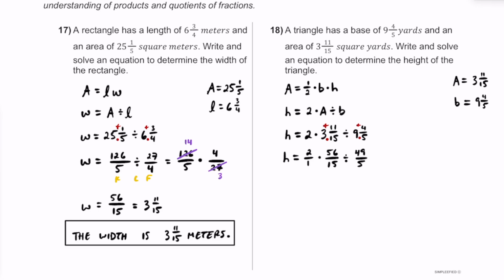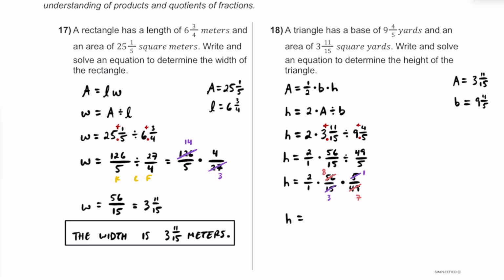All right. I think we can just rewrite all of this as a multiplication problem. So we have 2 over 1 multiplied by 56 over 15, and then multiply this by 5 over 49. Looking for cross-canceling here, 5 and 15 can both divide by 5, so that's going to be 1 and 3. And then if we look at 56 and 49, you can divide those both by 7, and that would be 7 here, and this would be 8. And I think in terms of simplifying, we're just about done here.